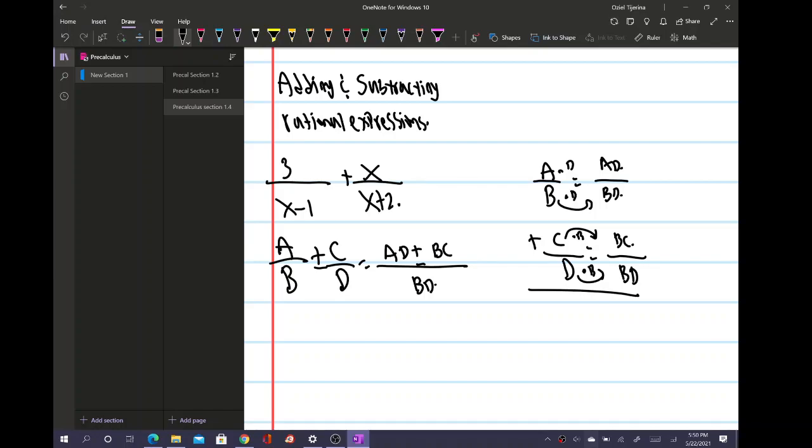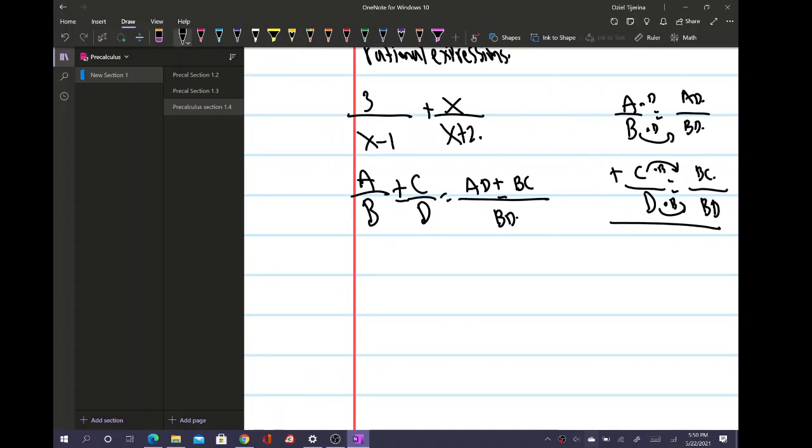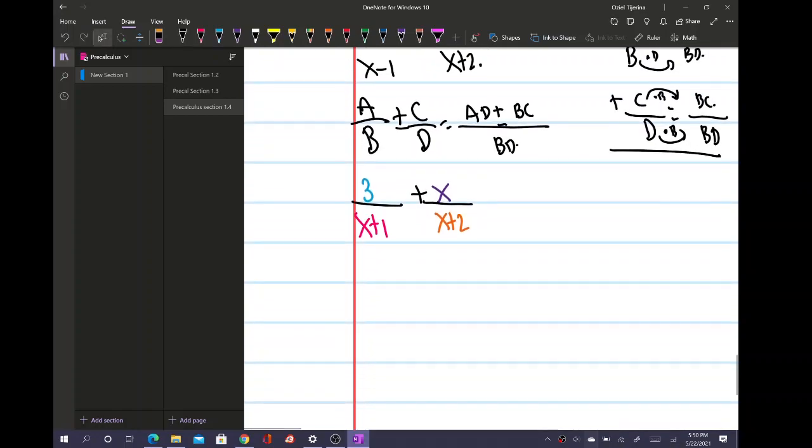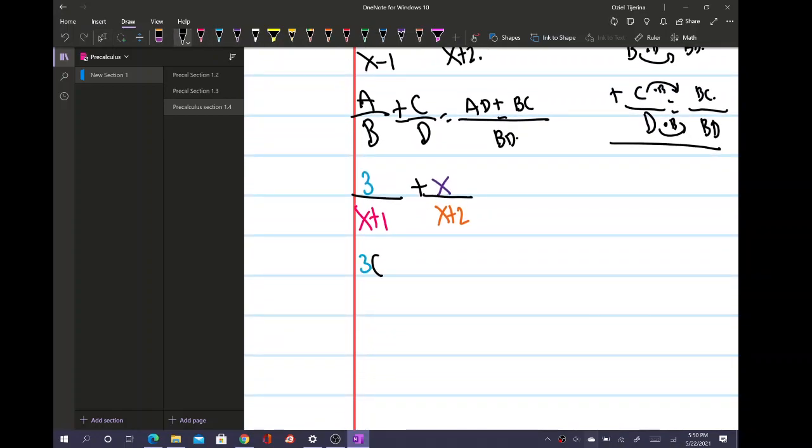Either way, it gives you the exact same thing. This is called cross multiplication. So we can say the following. If we color code here, we can say 3 times x plus 2 plus x times x plus 1 over x plus 1 times x plus 2, right?